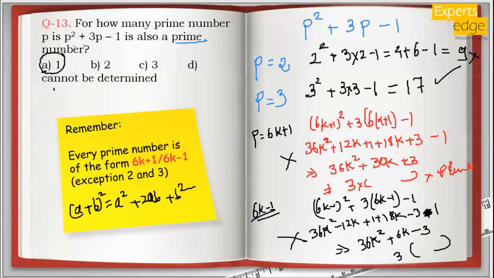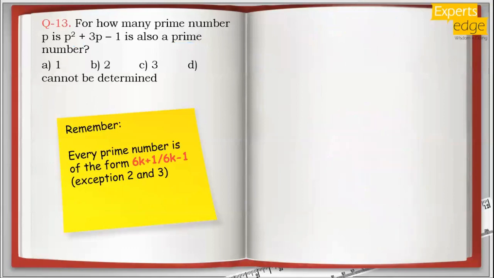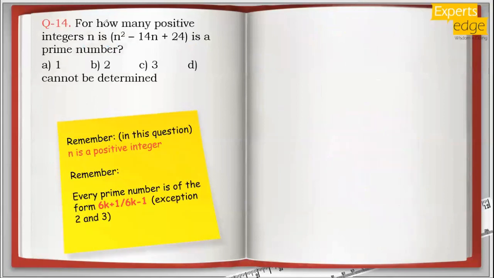So though it's a tedious way, guys, you need to be sure of your answer, so you need to go through the process. So moving on to the next question, question number 14. For how many integers n? Remember here n is not a prime number, n is a positive integer.